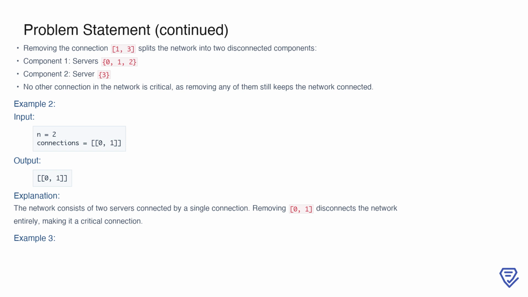On the other hand, no other connection in this network is critical. For example, removing [0,1], [1,2], or [2,0] would still leave the rest of the network connected. Now, let's look at another example. If n is 2 and the connections are [[0,1]], the network consists of just 2 servers connected by a single link. Removing this link would disconnect the network entirely, making [0,1] the only critical connection.